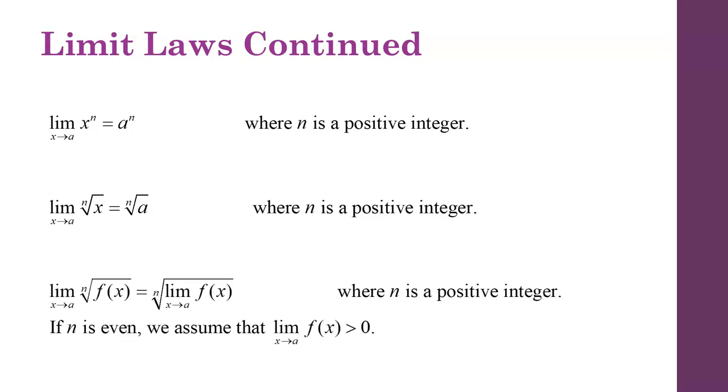And finally, combining all of these together, as x goes to a, for the nth root of a function, I can take the limit of the function first and then take the nth root of it, where n is, again, a positive integer. And if n is even, if I'm taking a square root, we assume that the function inside is positive.